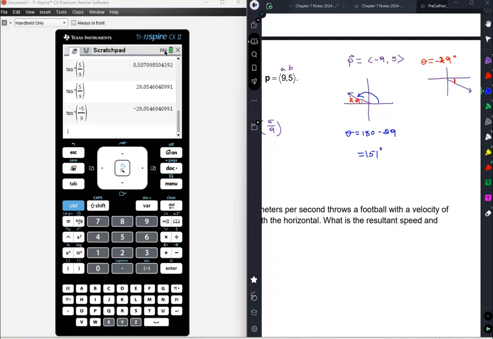Okay? And so you would have to adjust depending on the quadrant that your angle falls in. If your angle fell in the third quadrant, what would you do? 180 plus 29. And if it was in the fourth quadrant, what would you do? 360 minus.